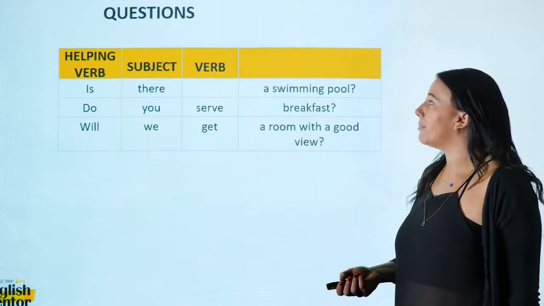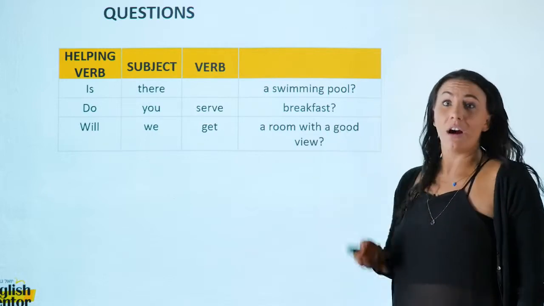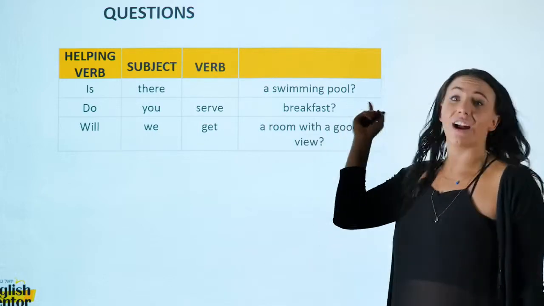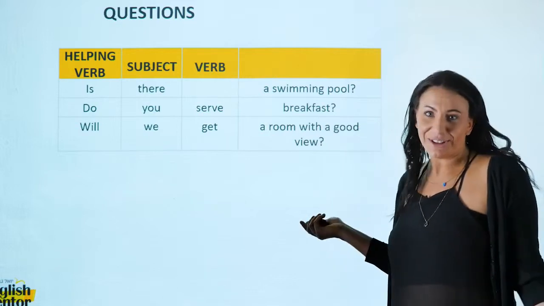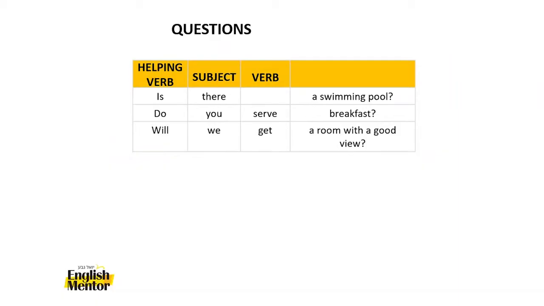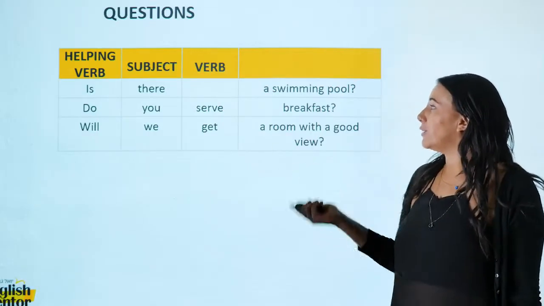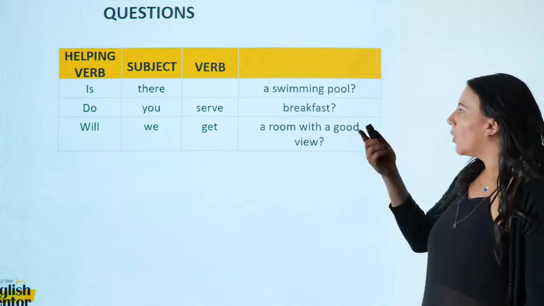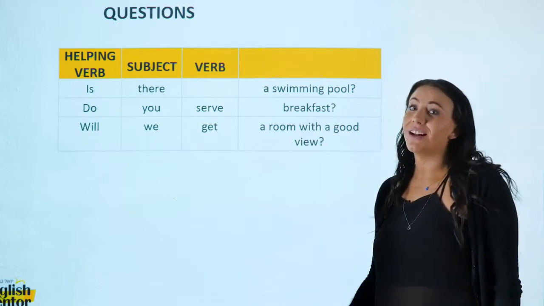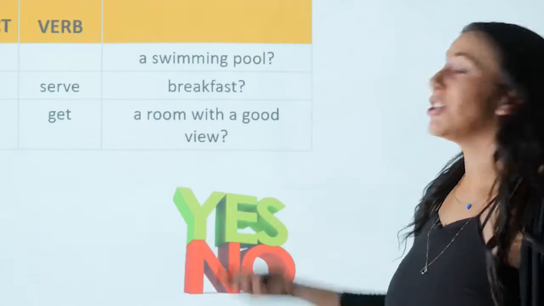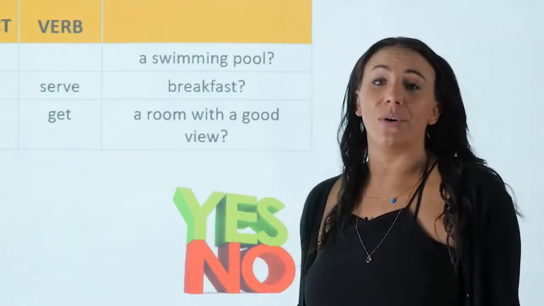With our to be verb, our helping verb, am, is, or are. In this case, is there a swimming pool? Yes or no. Do you serve breakfast, or does he serve breakfast? Yes or no. And lastly, in the future, our helping verb is will. Will we get a room with a good view? Yes or no. These are simple questions with a simple yes or no answer.